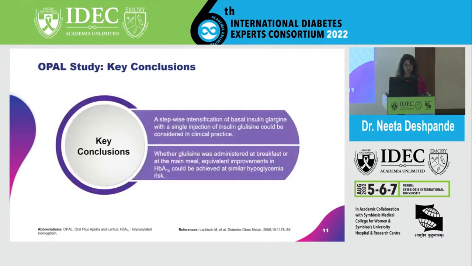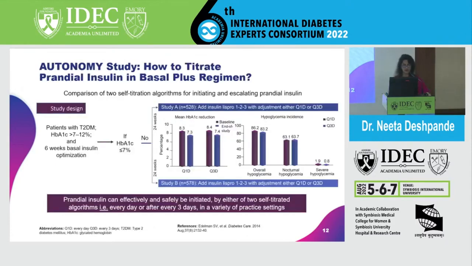So this was the OPAL study, and it was what I showed you now. And the key conclusions of this study were that a stepwise intensification of basal insulin with a single injection of rapid-acting insulin like insulin glulisine could be considered in clinical practice, and that too, if given at the main meal, you could have much better A1C without the risk of hypoglycemia or a similar hypoglycemia risk.